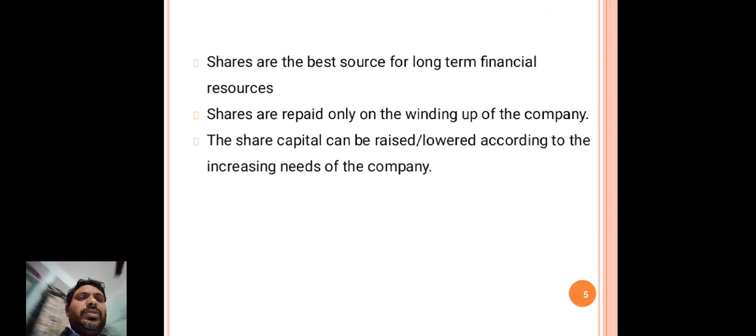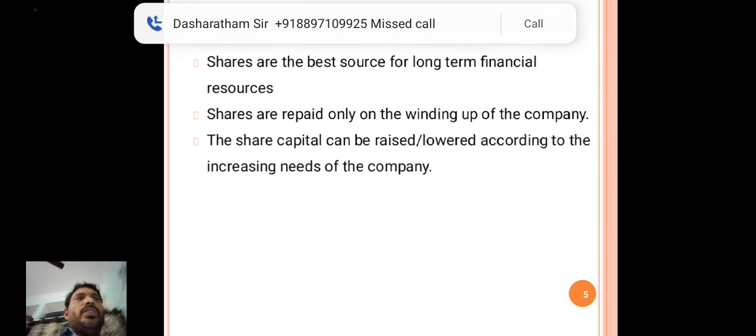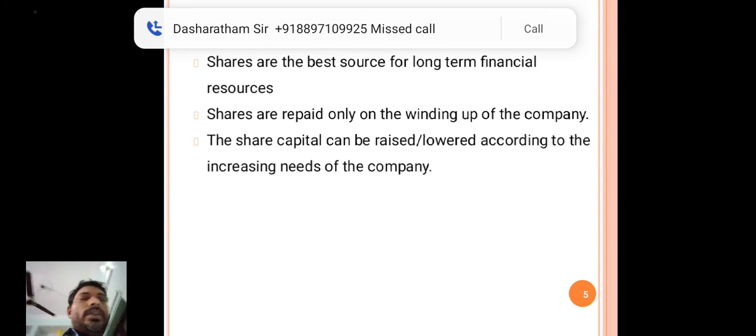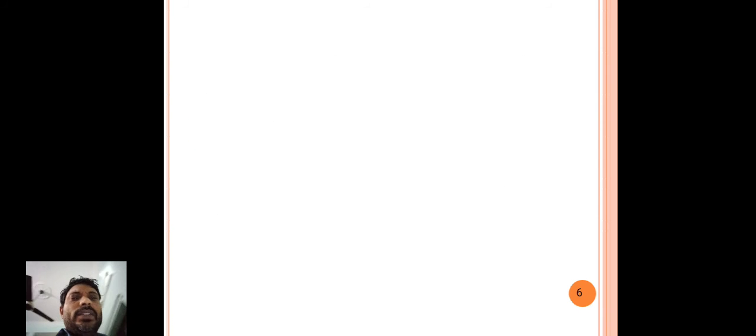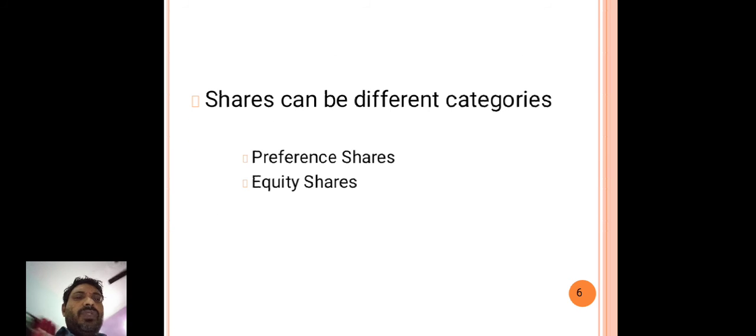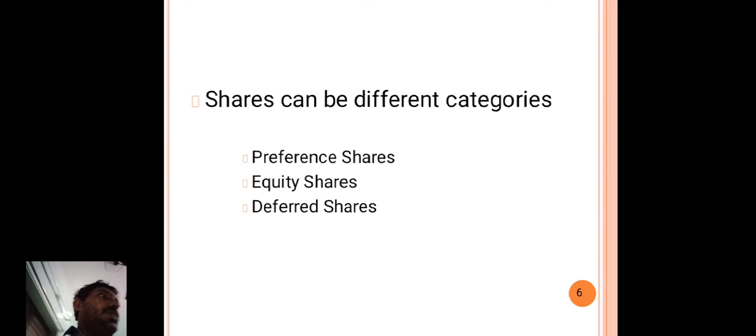Shares are the best source for long term financial resources. And shares can be repaid only at the time of winding up of a company. So there are different types of shares, and these shares are the best source to procure long term capital.